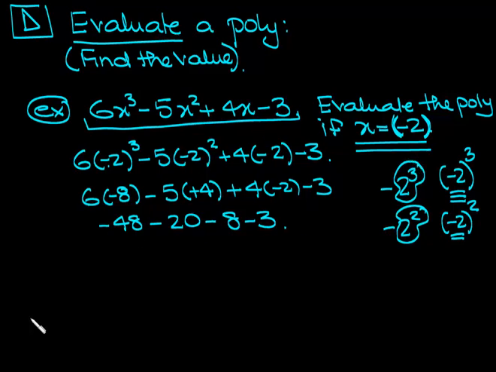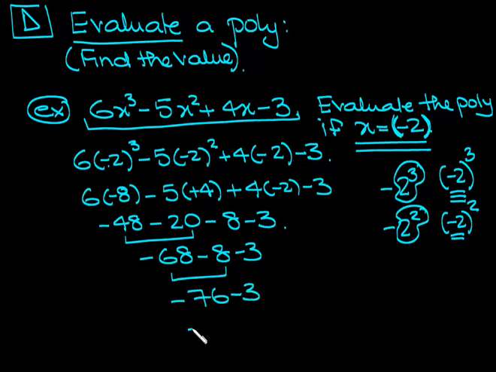Now it's just a matter of adding all of these. Negative 48 minus 20 is negative 68, minus 8, minus 3. Negative 68 minus 8 is negative 76, minus 3, and you get negative 79. That is the value of that polynomial. So it's fairly straightforward. All you have to do is please remember to put parentheses around those things when you're evaluating them. Okay. The next thing we want to talk about when we talk about polynomials is adding and subtracting polynomials.